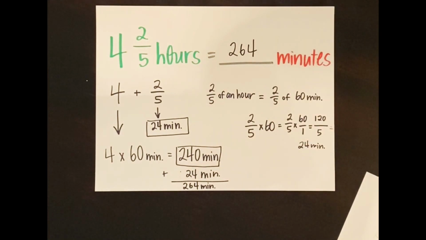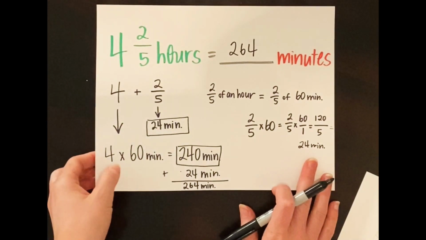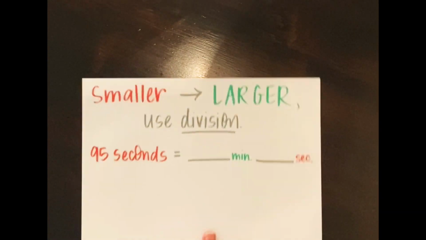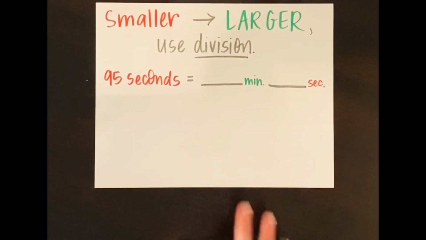So friends, in both of those examples, we were going from a larger unit to a smaller unit. So now we are going to look at going from a smaller unit to a larger unit. And in that instance, we will be using division.